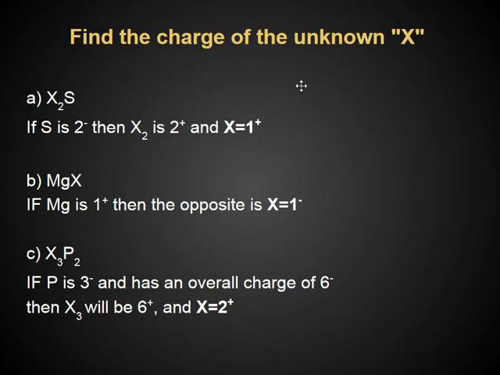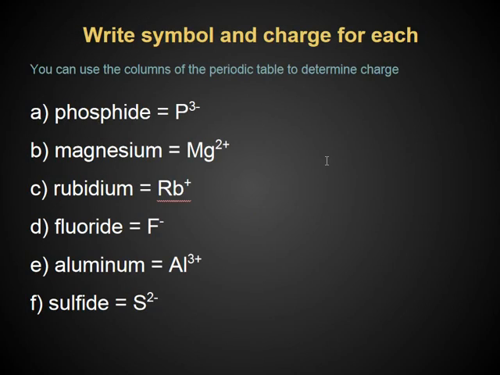Next is finding the charge of an unknown ion. If we know S is -2 and we need to make it neutral, then we need X2 to be +2. Since there's 2 of them, X is only +1. If Mg is +1, then we just need one of the opposite, so X is -1. P is -3, and there's 2 of them, so that's an overall charge of -6. Then we need X3 to be +6, and since there's 3 of them, X will be 2+.